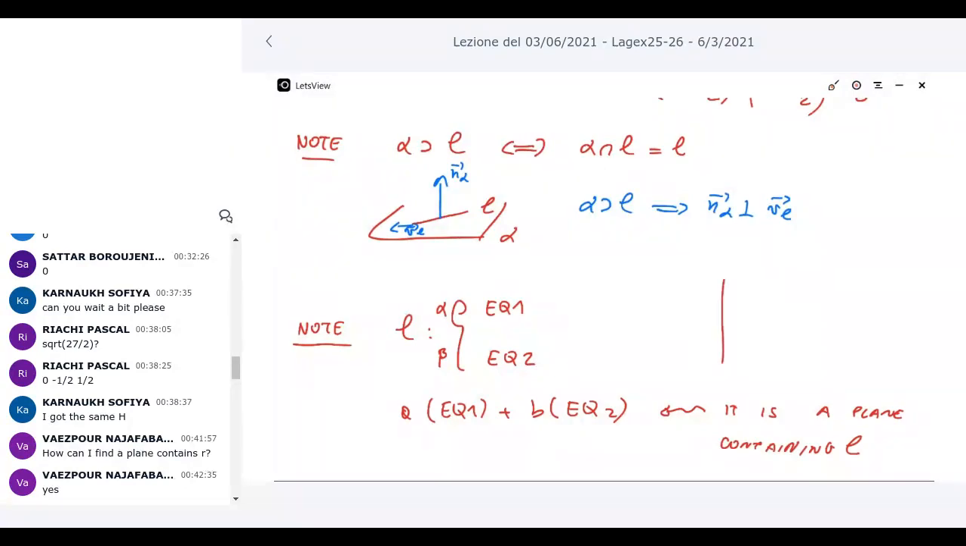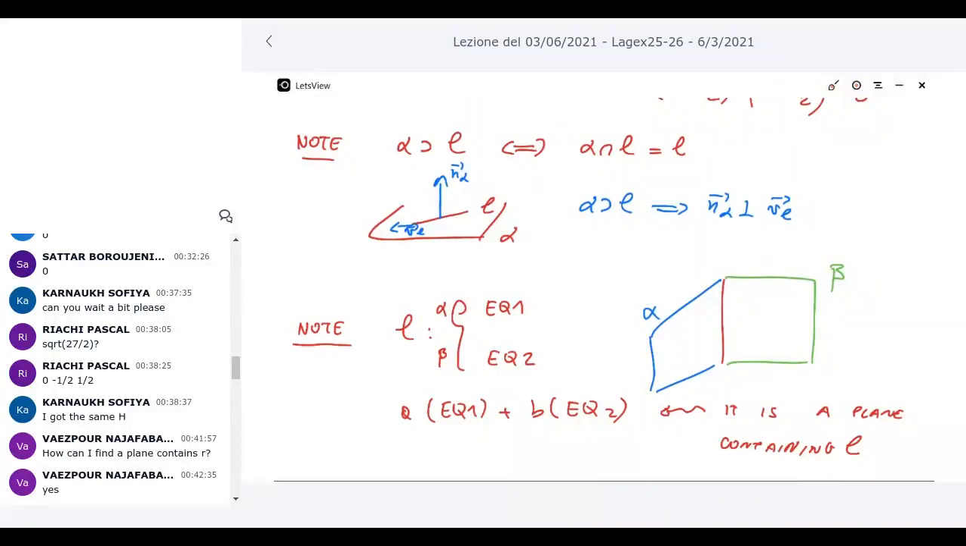Why is that the case? Because here you have plane alpha, here you have plane beta, and this means that each single point on this line satisfies both equations, equation 1 and equation 2. So any point on the red line will satisfy the equation that you are going to write.